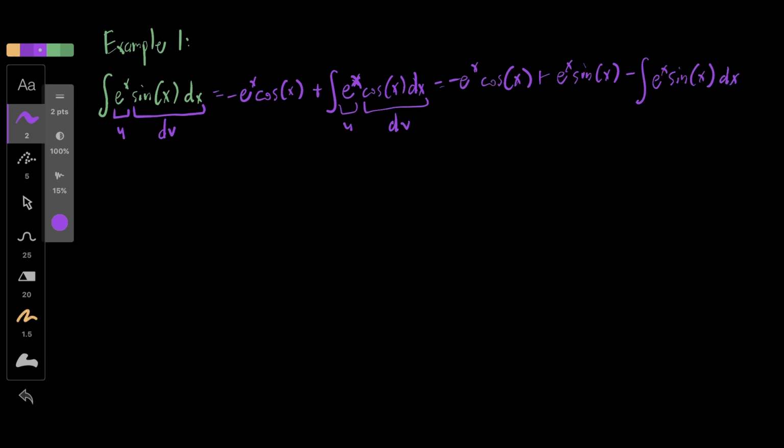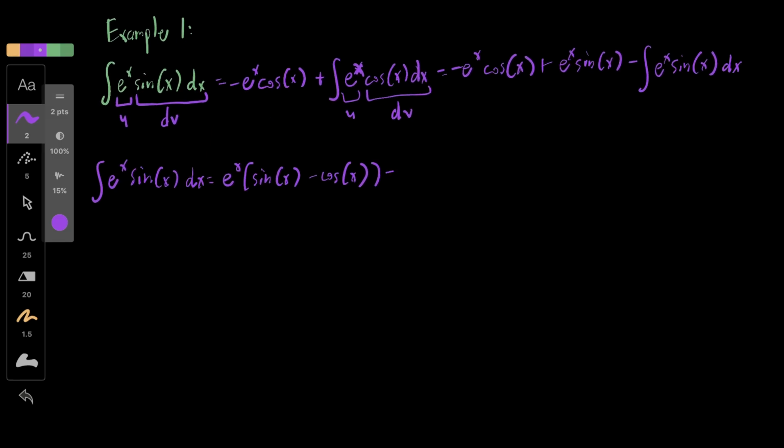Well, now what we have to do is go back to our original equation and what it looks like right now. So we have the integral of e to the x sine of x dx is equal to e to the x times sine of x minus cosine of x. So there you have that, and then minus the integral of e to the x sine of x dx. Now normally it would be a problem because this would just go on forever and ever and ever. But what we can do is we can just add this integral to both sides.